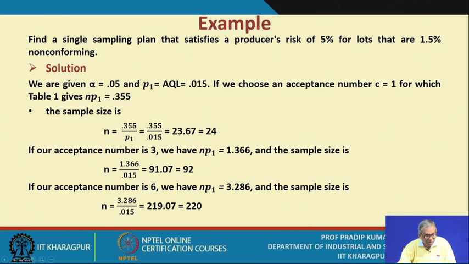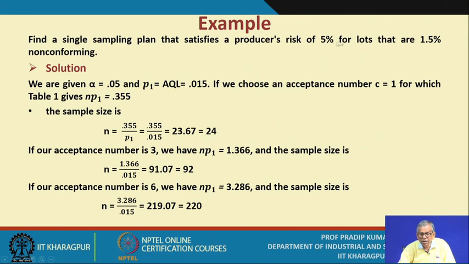Is it okay? That means this value you get from the cumulative Poisson table, the lambda is 0.355, and dividing by p1, that is 0.015, gives 23.67, that is 24. Is it okay? It is rounded up to 24. For acceptance number 3, we have np1 equal to this one, and the sample size is n equal to this. That means the corresponding lambda values, right? And it is 91.07. So how do you get these values?